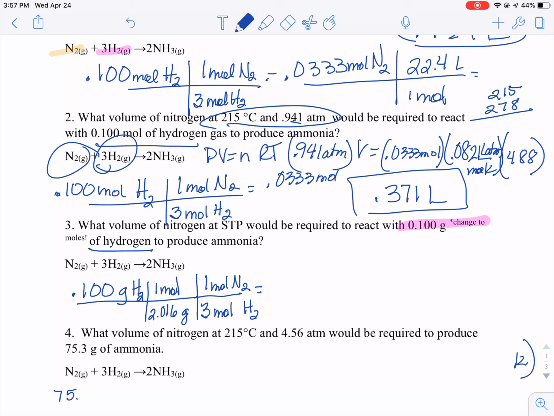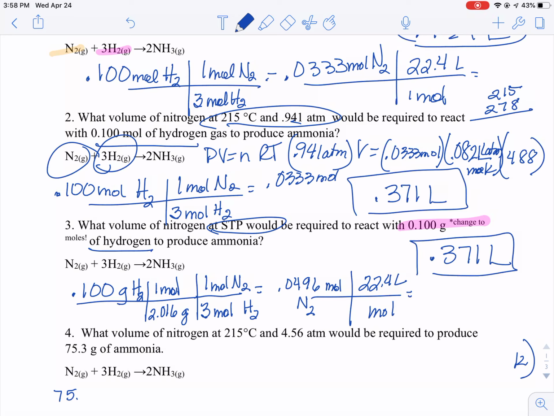And we get 0.0496 moles of nitrogen. Okay? Since we're at STP, we can just multiply by 22.4 liters off of our mole map, and we get, oh dear. I hope you all discussed the fact that 0.371 was wrong, because that's the answer to this one.